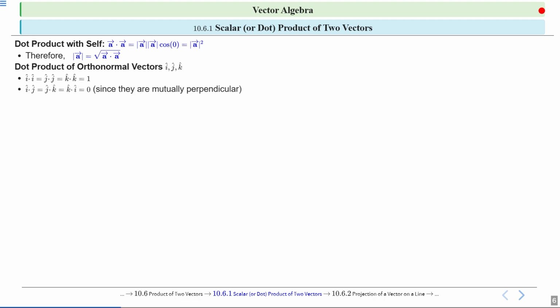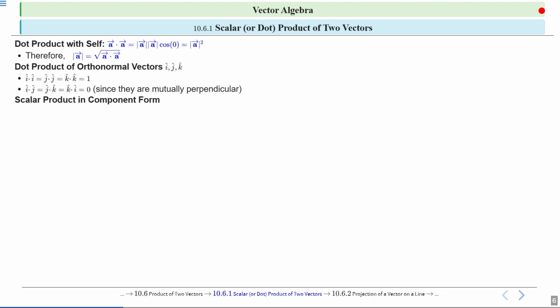When we take the dot product of different orthogonal vectors, like I cap dot J cap, J cap dot K cap, or K cap dot I cap, the resultant is 0. This is because these vectors are perpendicular to each other, and the cosine of 90 degrees is 0.